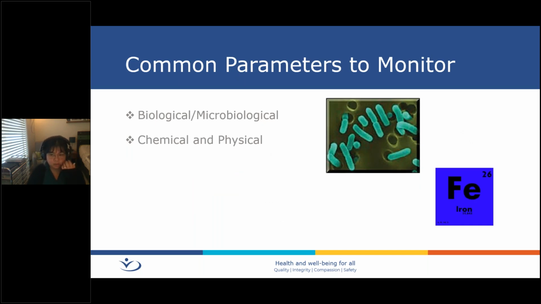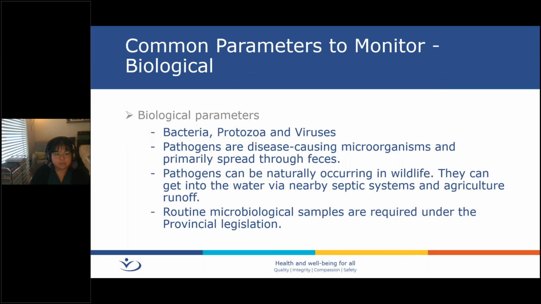So what should be included in the water quality monitoring plan, and what are some common parameters of interest in drinking water? These would include biological or microbiological, and chemical and physical parameters, which we'll go into detail here. For biological parameters, they include bacteria, so E. coli, and protozoa, so Giardia and Cryptosporidium, and viruses, so for example, adenovirus.